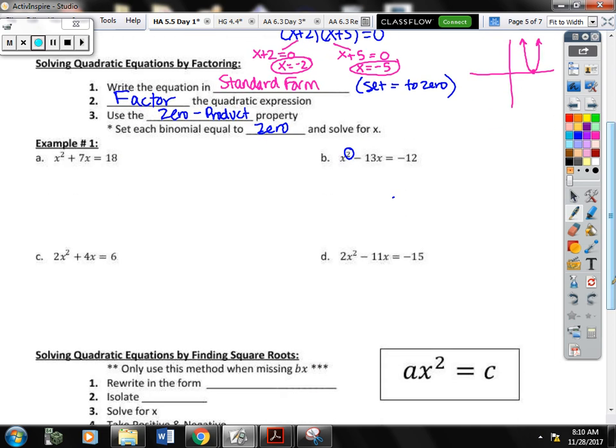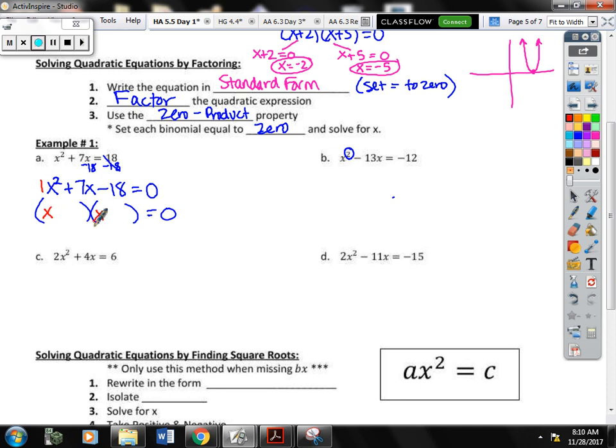All right, example 1, 1a. First of all, this is not in standard form, so the first thing we would want to do is get it set equal to 0, so we'll subtract 18 on both sides. Then we're going to factor the polynomial down into two binomials. This is an easy factoring because we can see that a is 1. So that means that this is just going to be 1x and 1x.